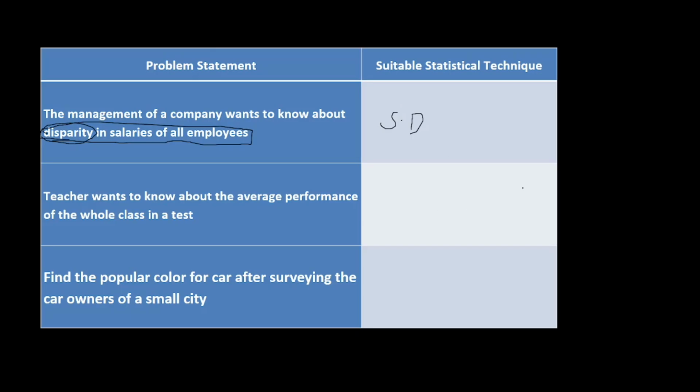Next, a teacher wants to know about the average performance of the whole class. Average is nothing but the mean, so they are going to find the mean. And next, find the popular color of car after surveying the car owners of a small city. What is the answer for this? For popular color, when you do the survey, you find how many repetitions there are. Repetition is nothing but the mode.